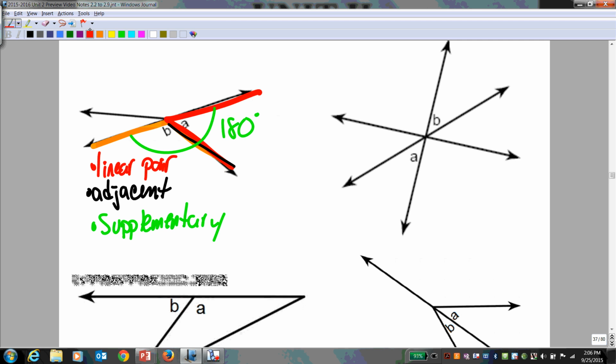supplementary. Taking a look here, I have two straight lines, and they're right across from each other. These were vertical.